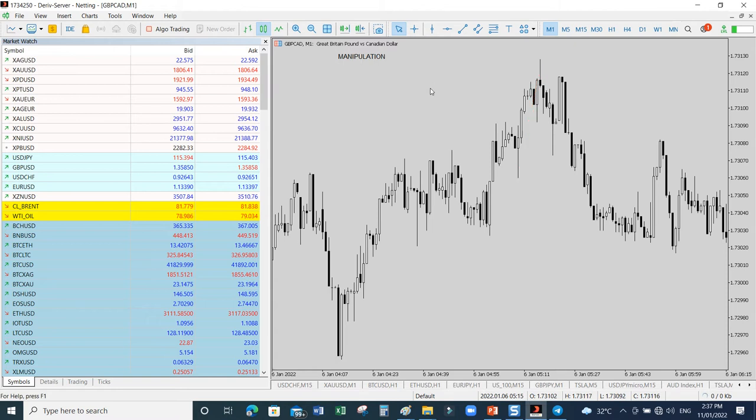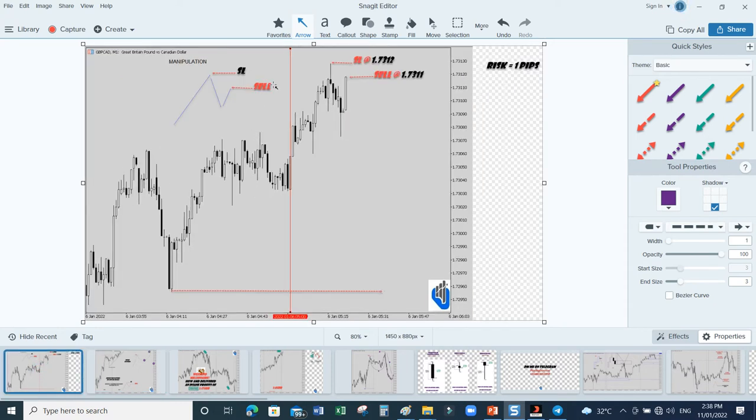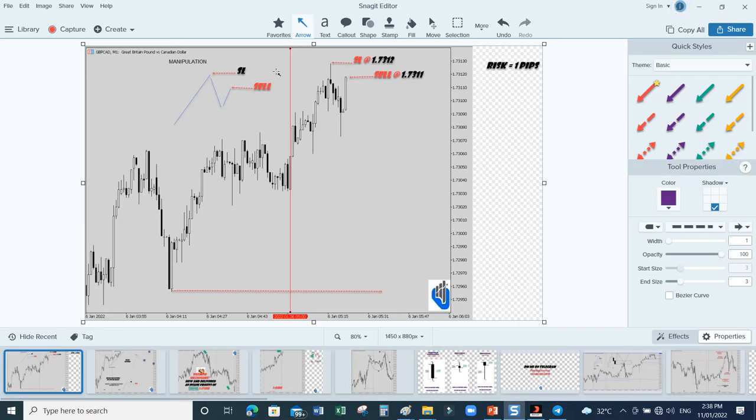Now what you get here is this. Let's imagine we never got this. Let's go back to that screenshot. This is our setup in 15 minutes. Then we refine to the 1 minute lower time frame. So this is what the 1 minute lower time frame gives us.